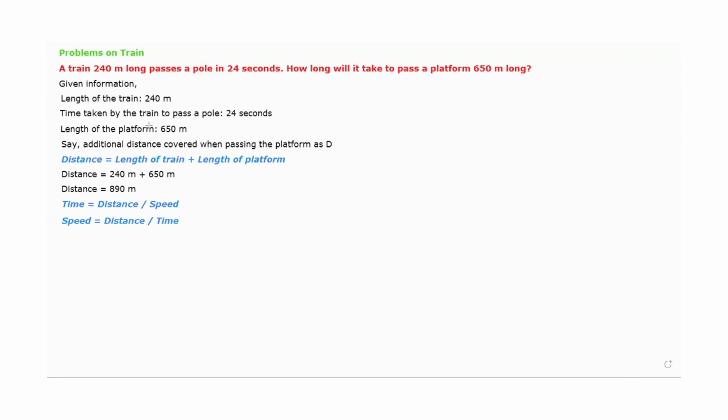Since we are not given the speed directly, we can use the information provided for the time taken to pass the pole. Speed equals distance divided by time. Speed equals 240 meters divided by 24 seconds. Speed equals 10 meters per second.